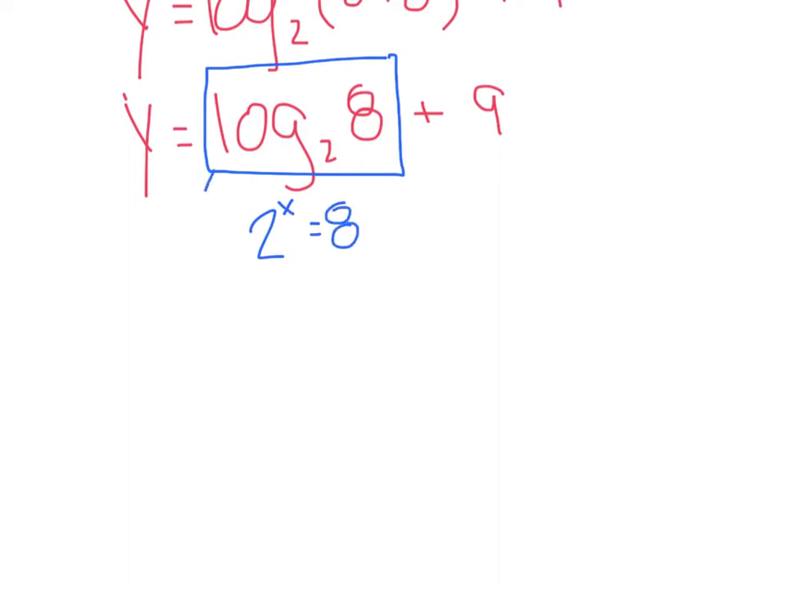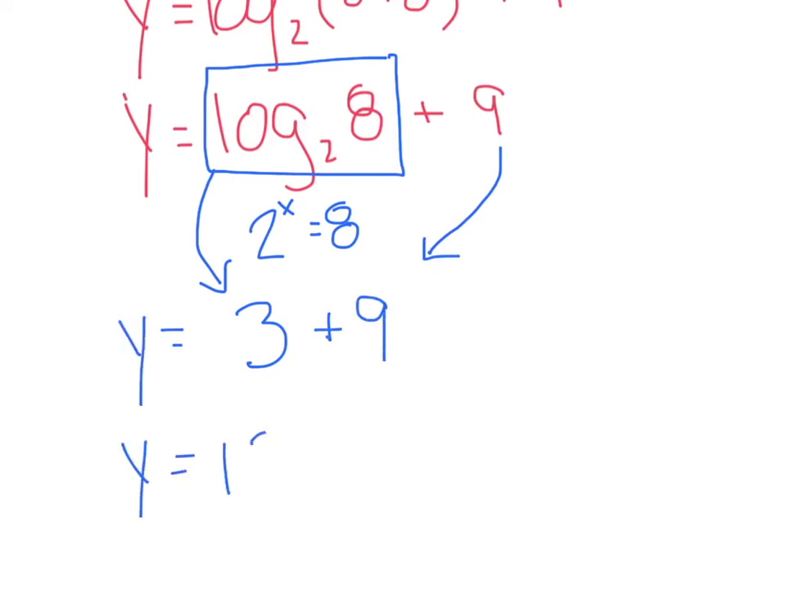So I'm going to say that the log base 2 of 8 is equal to 3. And then, of course, this 9 has got to come down. So I got y equals 3 plus 9, y equals 12. The y-intercept would be 12. And that's all because I substituted a 0 for x, and then I just solved it from there.